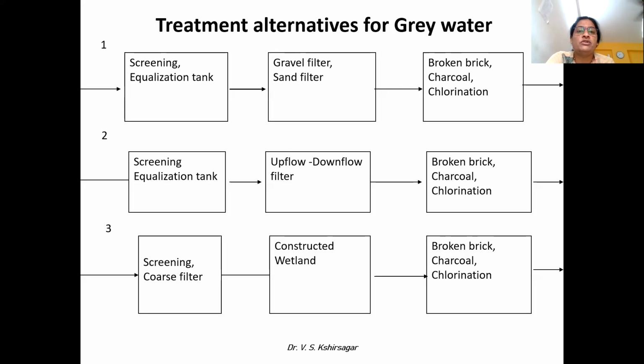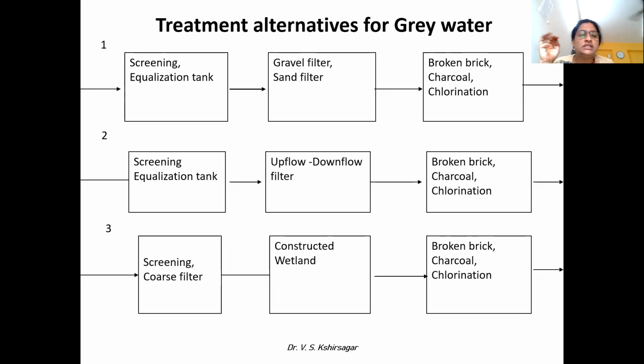Okay, so for gray water, what are the alternatives? Screening and an equalization tank you can go for, and then a gravel filter, a sand filter you can provide, and then you can allow the water to pass through broken bricks or charcoal material, and lastly you can go for chlorination. So this is what we are talking about, wastewater treatment at low cost level. Whatever we have studied earlier, apart from that, you can provide these kinds of alternatives.